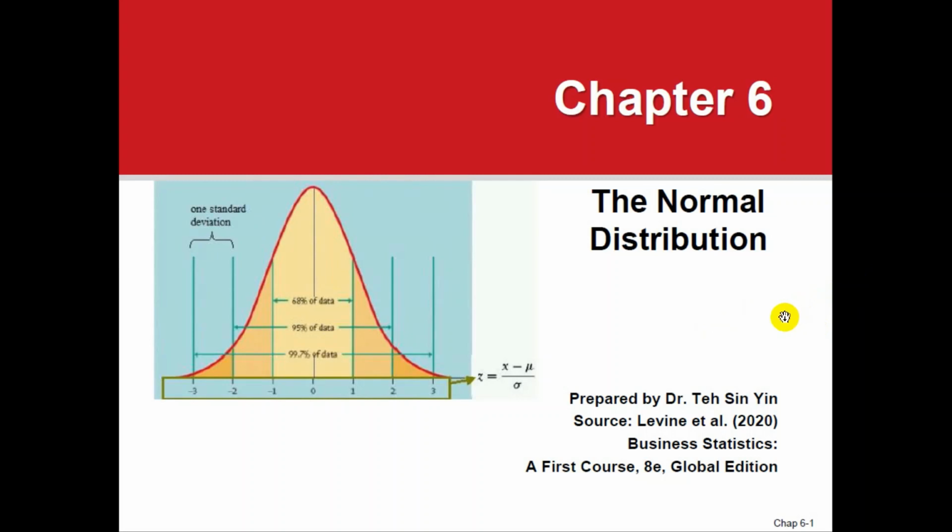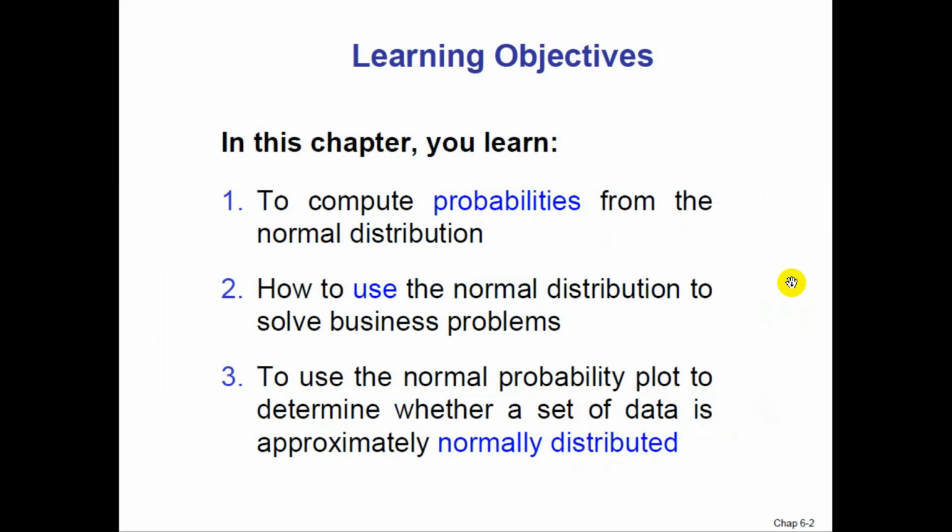Of course, there are many types of continuous distribution, but in your syllabus, we only cover one type of continuous distribution, which is the normal distribution. In this chapter, you will learn to compute the probability from the normal distribution. In other words, you will be given the x value and you need to calculate the probability.